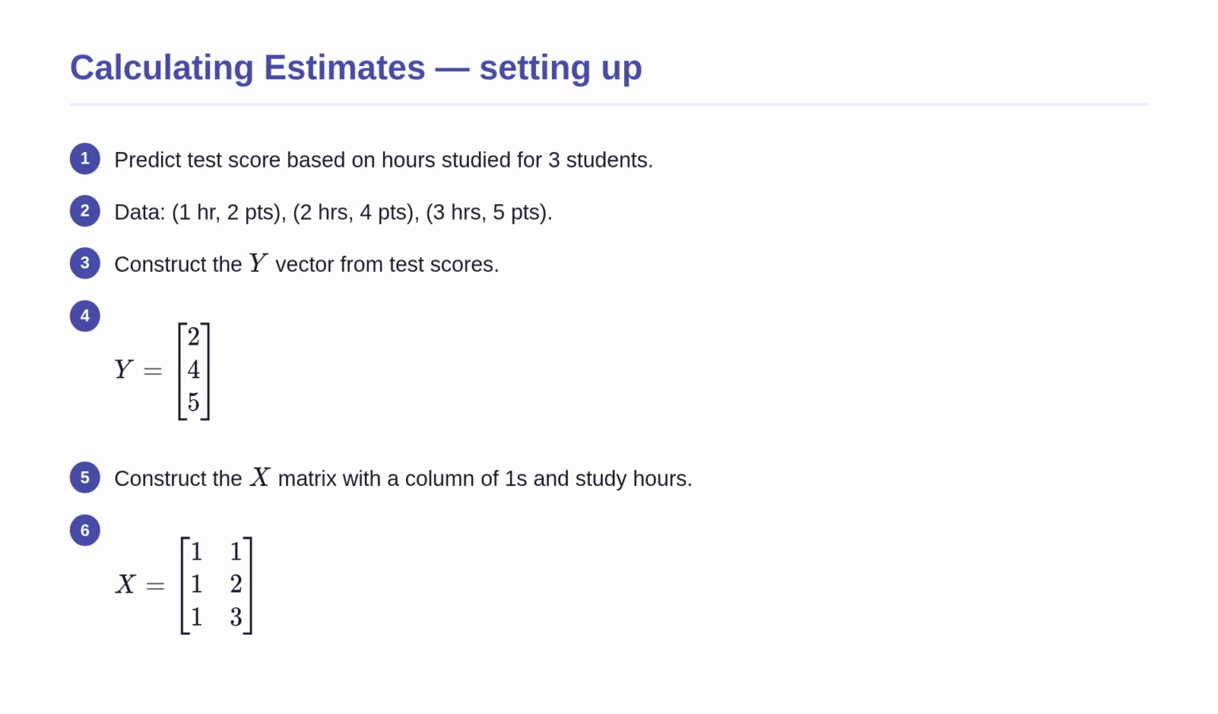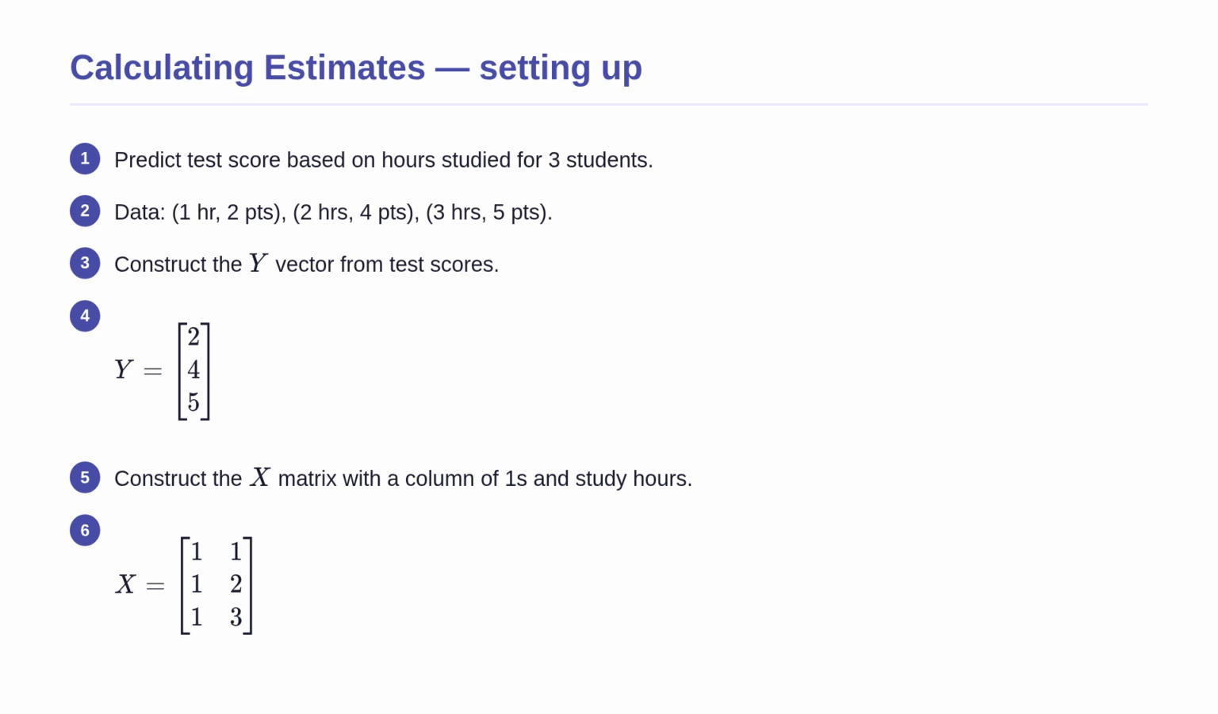Let us walk through a simple numerical example to see exactly how this works in practice. Suppose we want to predict a student's test score based on the number of hours they studied. We have data for 3 students. The first studied 1 hour and scored 2 points. The second studied 2 hours for 4 points. And the third studied 3 hours for 5 points.